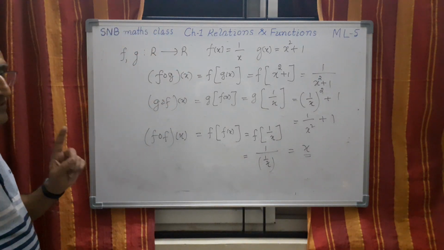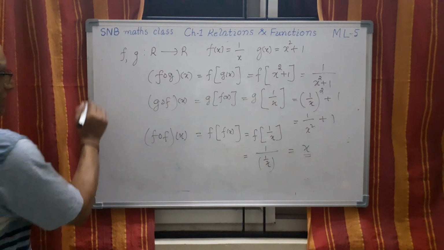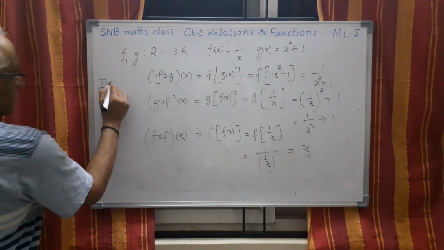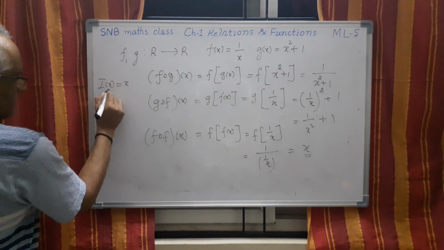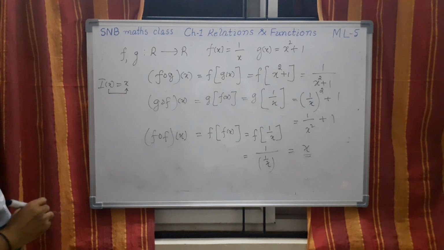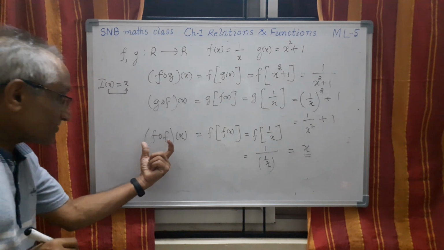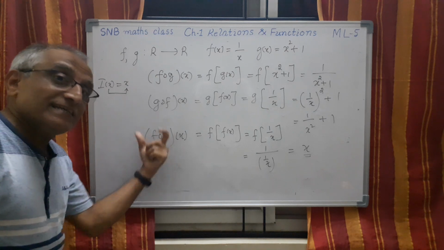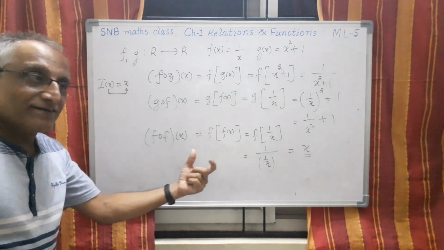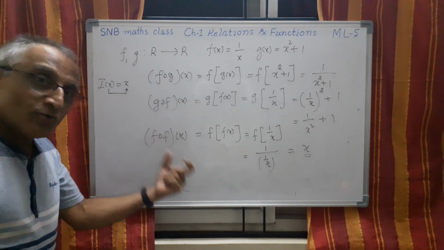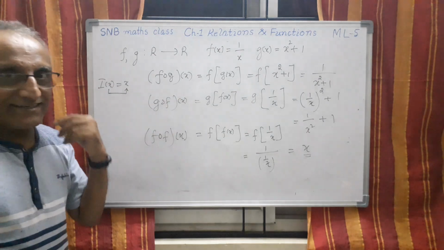And this function you studied last year. Remember, I of x equal to x. That means x is going to x only, that is called the identity function. Therefore, this composite function f of f is an identity function. And please remember, we are going to study something more about this type of function in the next section.